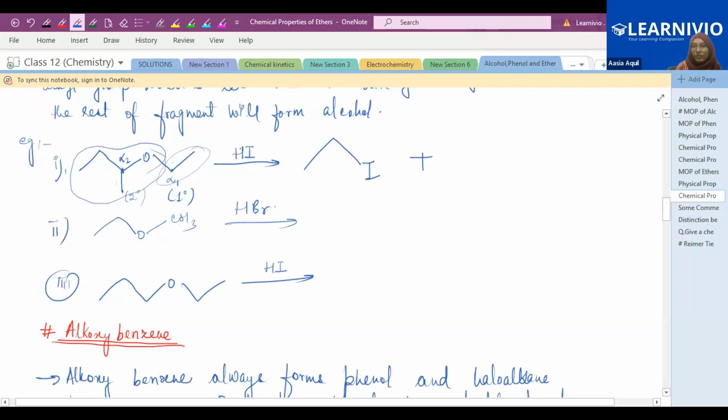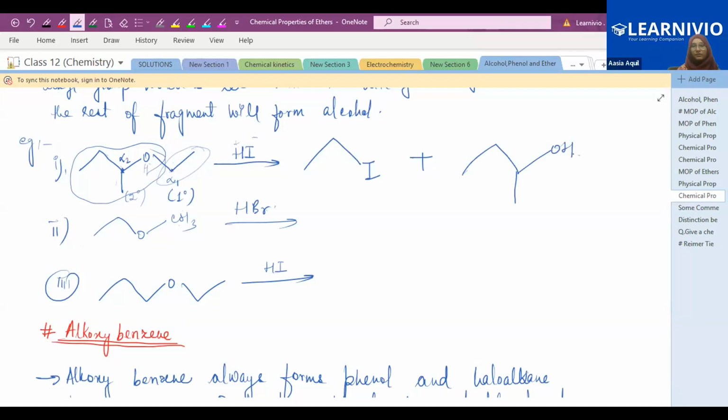Okay, here hydrogen. This is the H plus and I minus ion. So I minus will come and attach to this carbon, this carbon which is less hindered, alpha one carbon. Okay, and the rest of the fragment will form the alcohol. So hydrogen will come and attach to this oxygen. So it will form CH2, CH2, and here there is a substitution and OH. So this is the product: alcohol plus your haloalkane.